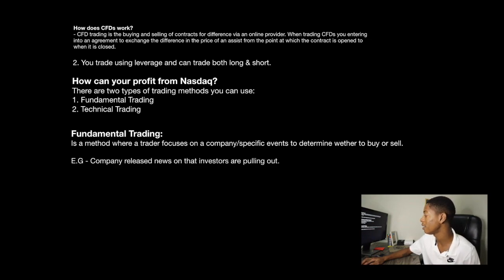Example, a company releases news that investors are pulling out. So basically, fundamental traders are people who listen to the news or the media, or the company releasing news saying that they're going to lose value, or maybe investors did pull out, so it means that the company is going to drop, or maybe they've got investors on, which means that the company might rise in value, or all types of things. But basically what you do is wait for this news to come out, and once it does, you are able to make a decision.